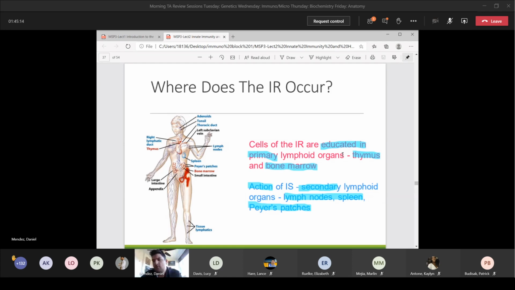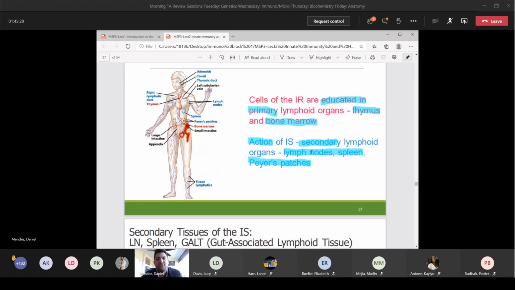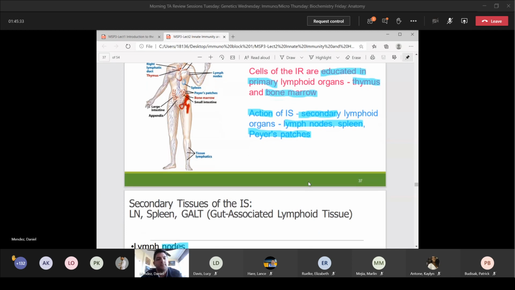MHC 1 and 2, we'll get into that in the next lecture. Those are not negative and positive selection. It's a whole different way. It's more of a form of communication. But make sure you know that the action of the immune system occurs outside of the primary lymphoid organs.